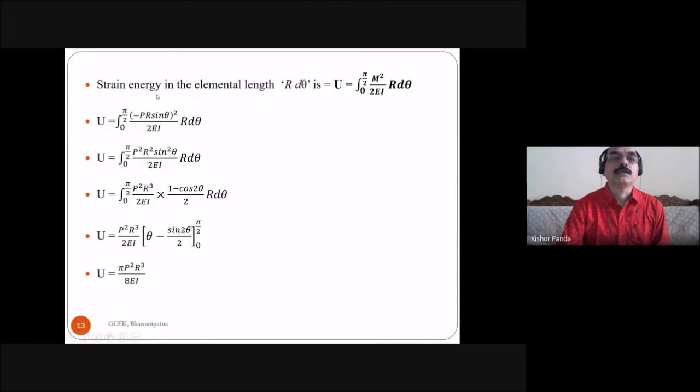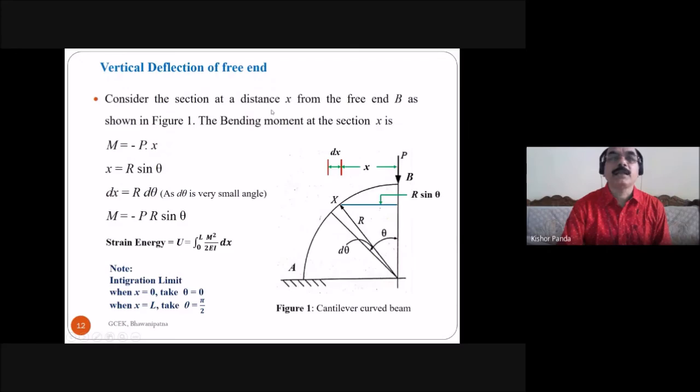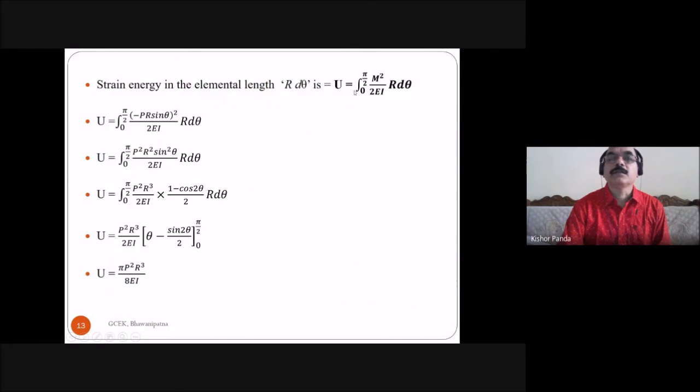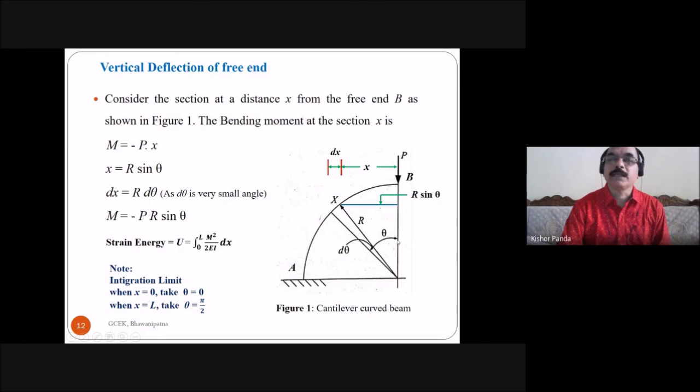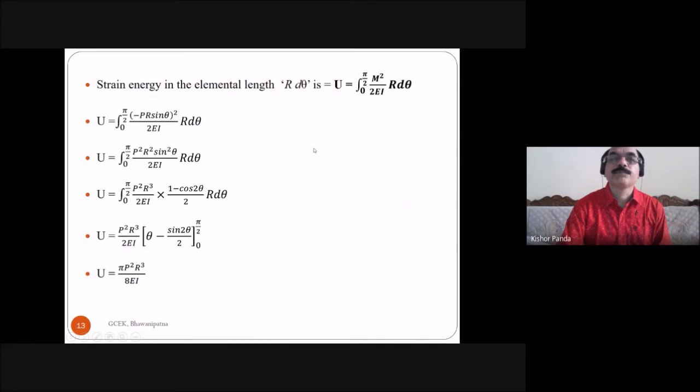Then you find out what is the strain energy in the elemental length R d theta. For this portion, find out what is the strain energy. This is U is equal to integral from 0 to pi by 2 of M square by 2EI into R into d theta. Then after integrating from 0 to pi by 2, you will get the total strain energy of this AB portion, after integrating from theta is equal to 0 to theta is equal to pi by 2.